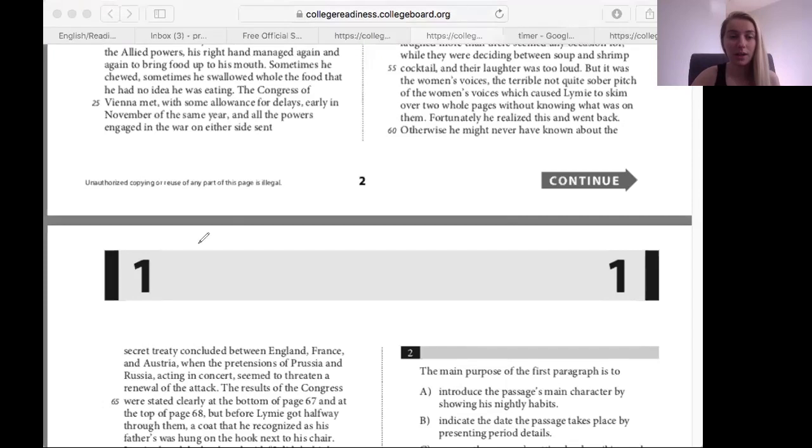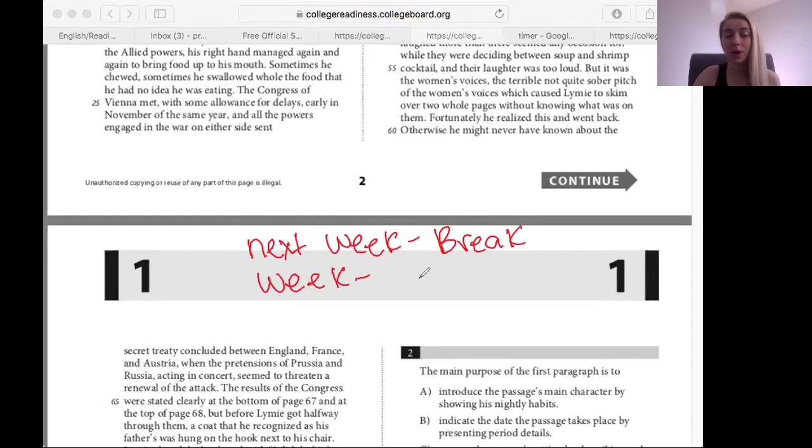So here we have: next week, you have break. The following week, you are going to have a practice test. The way it's going to be structured is Monday, you always have English, so you're going to do the 2 English sections. It's probably not going to take the full 2 hours, so you'll be able to leave after you're finished with that section. And then on Wednesday, that's going to be a practice test for your math.